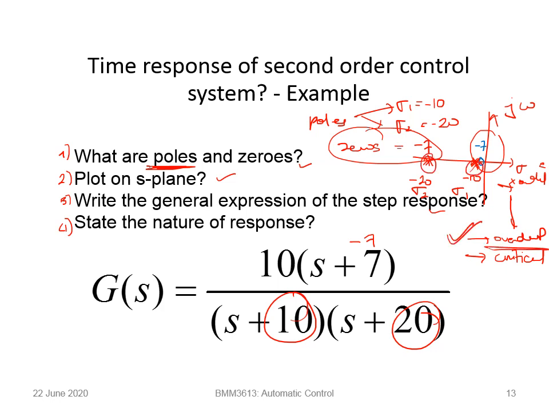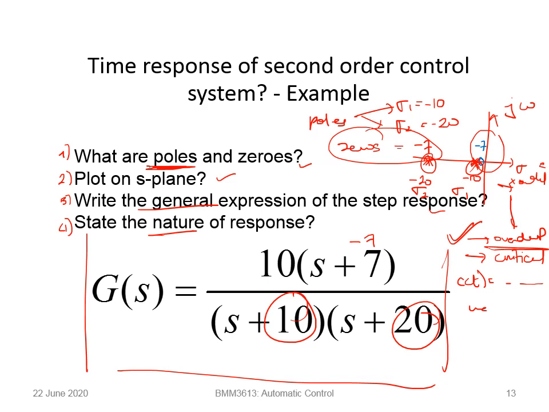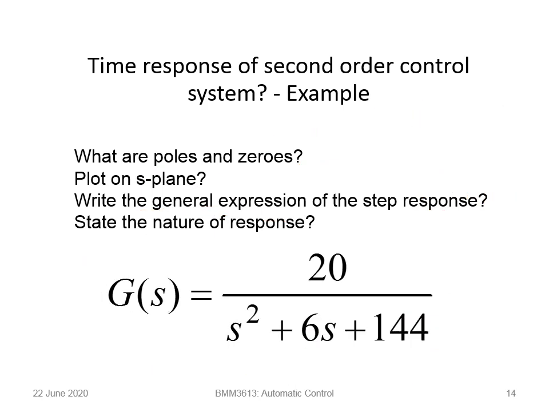So I'll let you continue. If it is an overdamped system, what is therefore the general expression, and what is the nature of the response? I think you get the idea of the exercise now. Each time you find a transfer function like this, be it first order or second order, you can first find the poles and zeros, plot them on the S-plane, and from the plot on the S-plane you can deduce the general expression and the nature of the response.